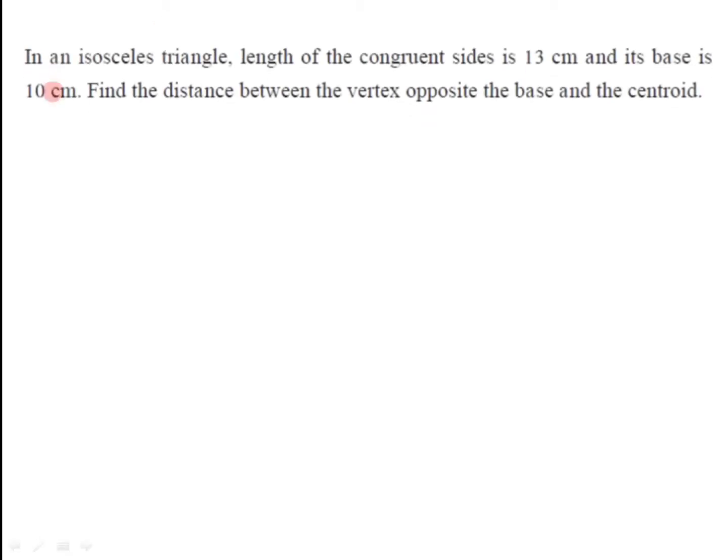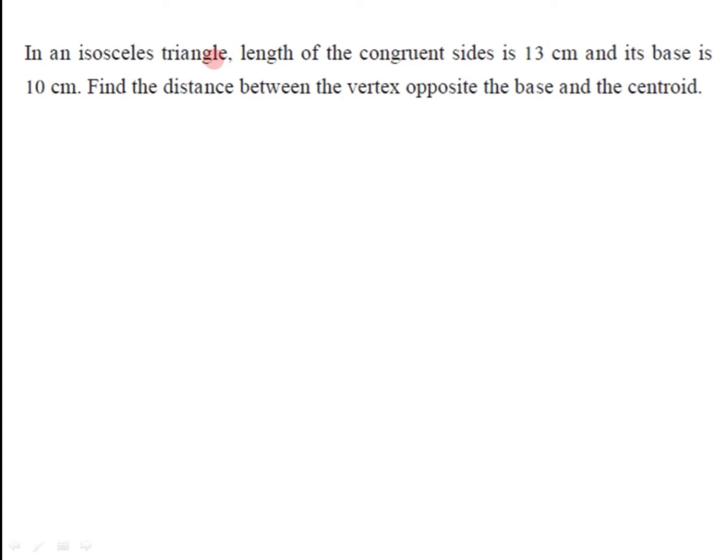Hello students, let us solve one HOTS question based on the topic Pythagoras Theorem from class 10. Question is, in an isosceles triangle, length of congruent sides is 13 centimeter and its base is 10 centimeter. Find the distance between the vertex opposite to the base and the centroid.